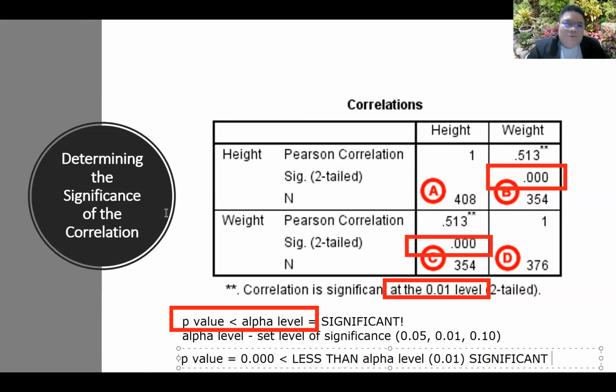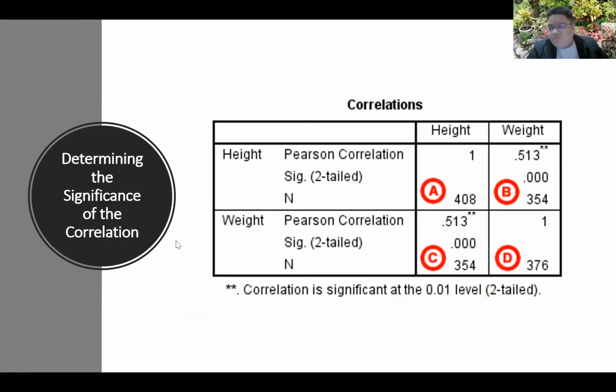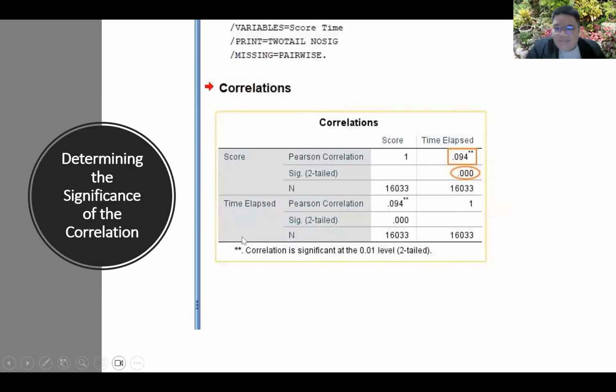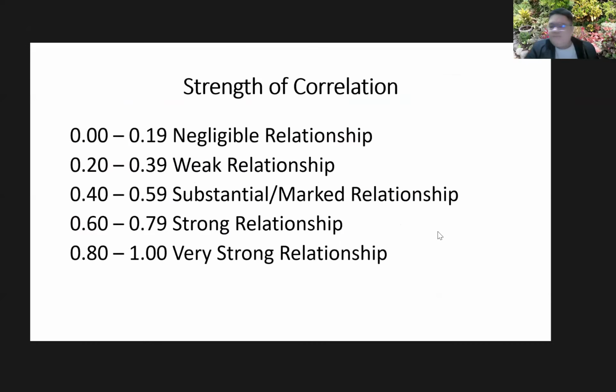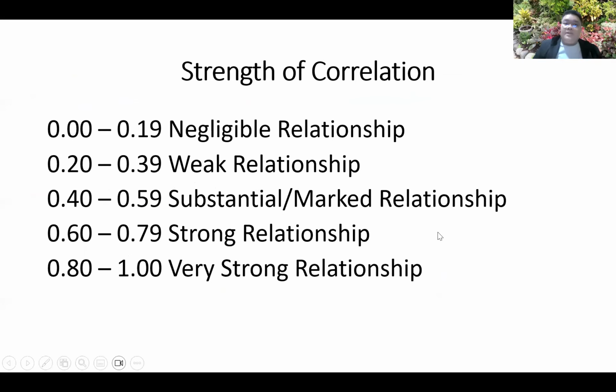Okay, so we will encounter more tables of this as we go along in the statistics. So I hope that you are able to understand. Okay? Now, tingnan naman natin itong isang to. Class, if you can notice, the correlation is 0.094. So kapag 0.094 siya, how would I interpret it based on this?